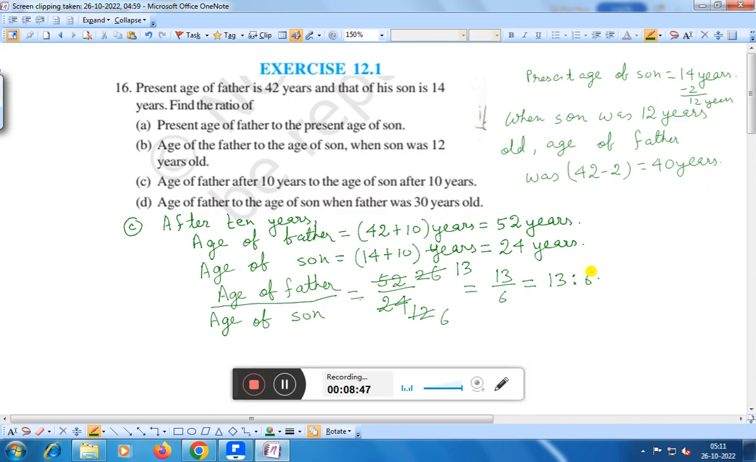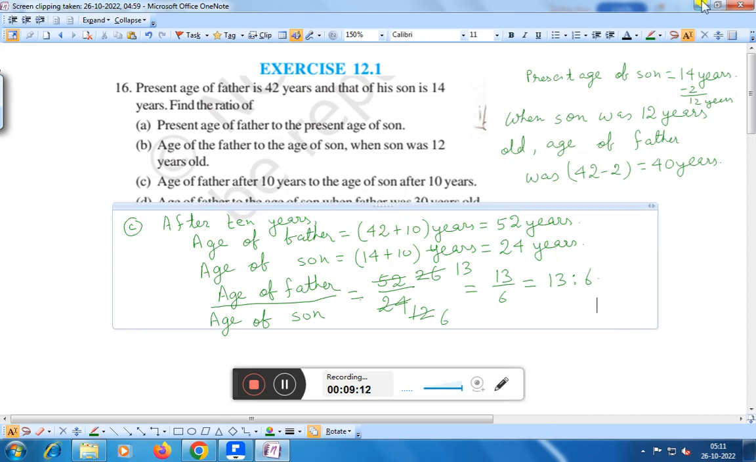Therefore, after 10 years, age of father will be 42 plus 10 years equal to 52 years, and age of son will be 14 plus 10 years, that is 24 years. And therefore, the ratio of age of father to the age of son will be 52 by 24, and it comes to 13 by 6. Therefore, the ratio of age of father after 10 years to the age of son after 10 years is 13 is to 6. That is the solution of question number C.